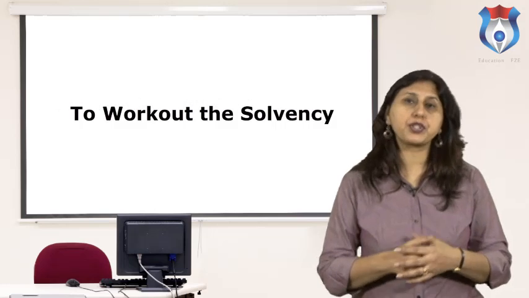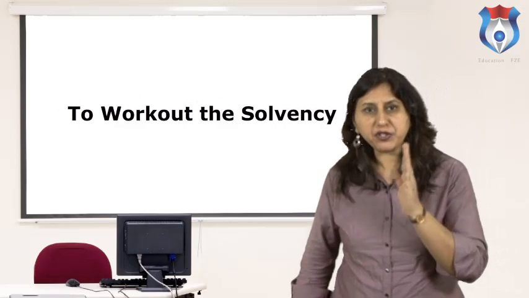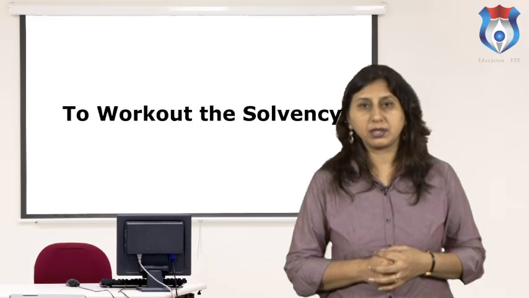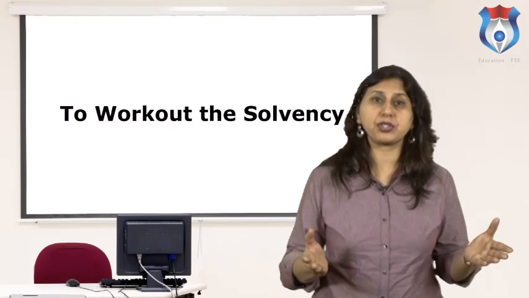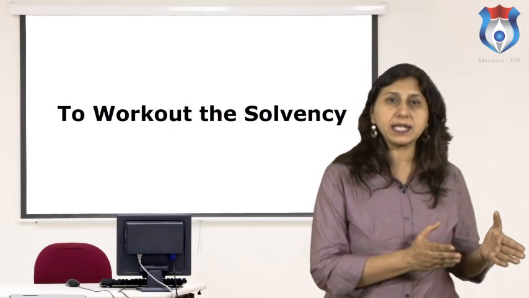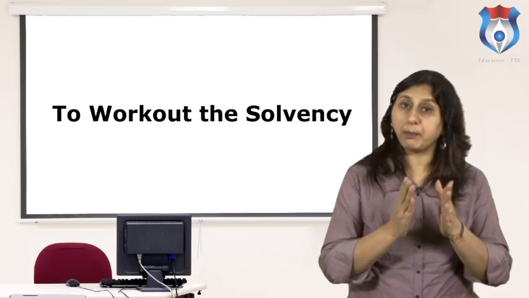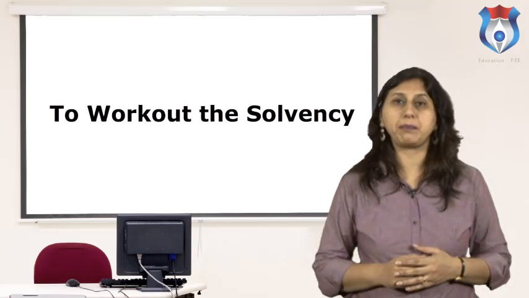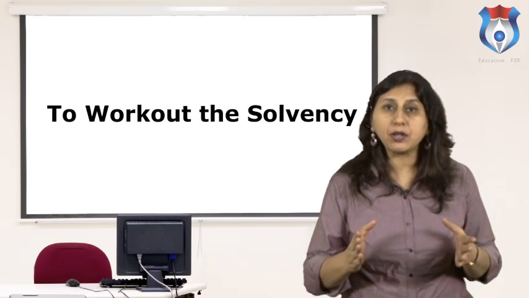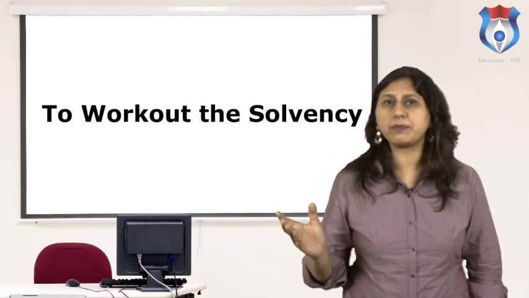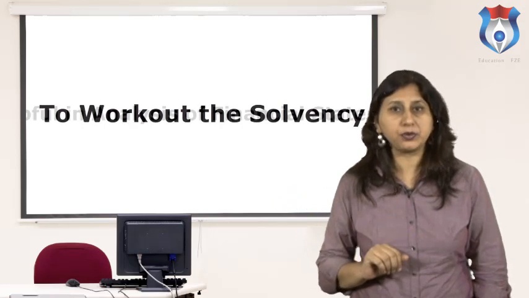To work out the solvency. With the help of solvency ratios, solvency of the company can be measured. These ratios show the relationship between the liabilities and assets. In case external liabilities are more than the assets of the company, it shows the unsound position of the business. In this case, the business has to make it possible to repay its loans.